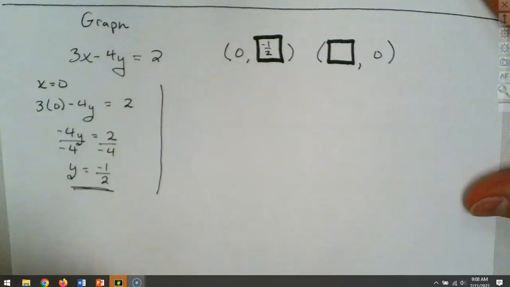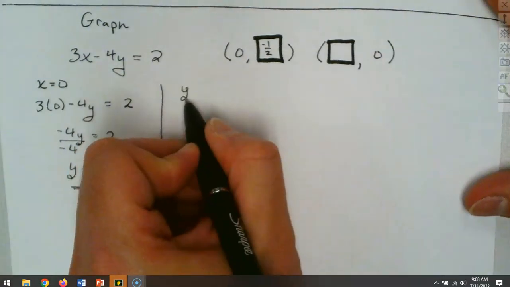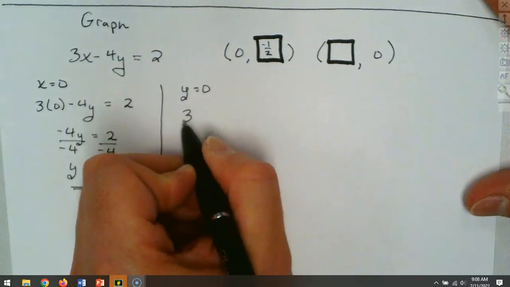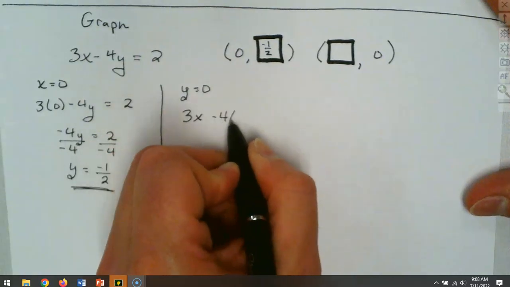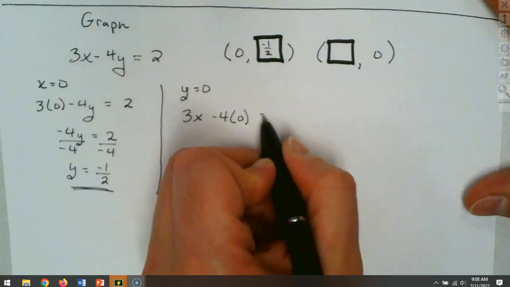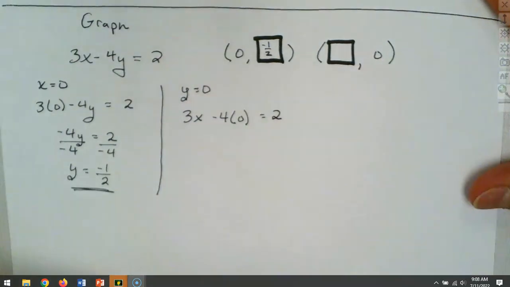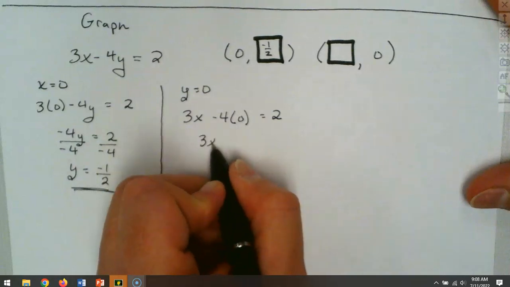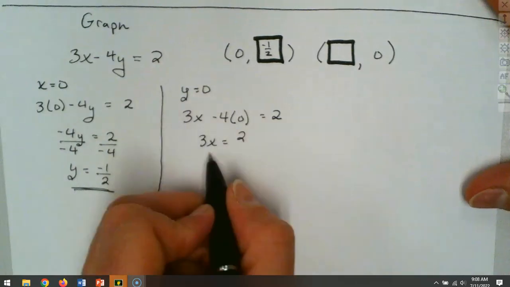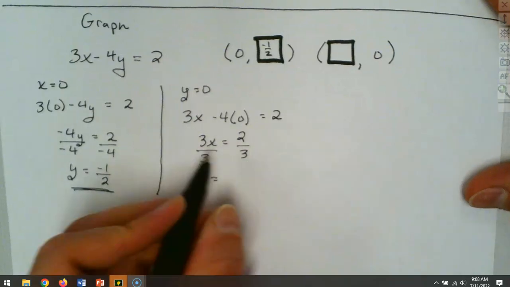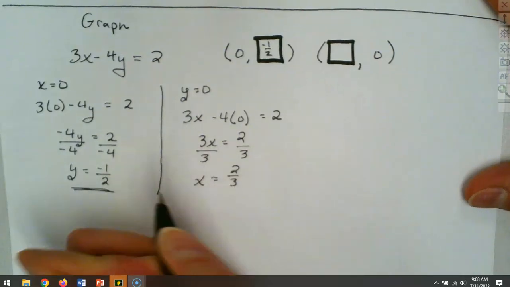And for the next one, we're going to plug in y equals 0. And that's going to be our x-intercept. And 4 times 0 is 0. So now we have 3x equals 2. Divide by our 3. And now we've got x equals 2/3.